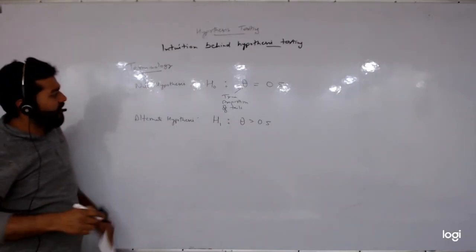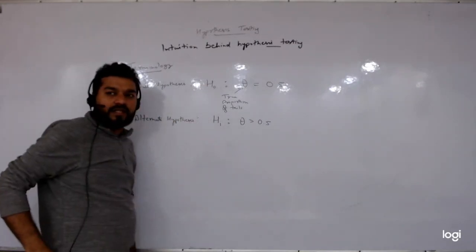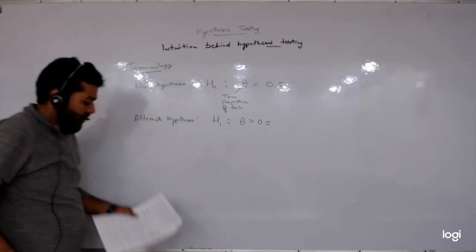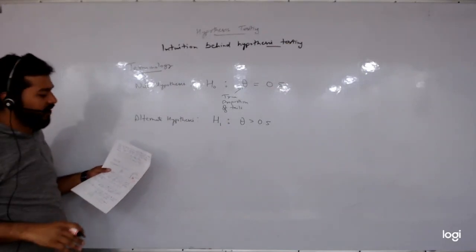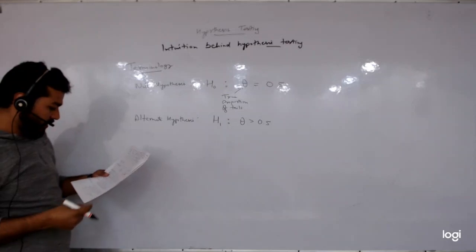So null hypothesis here would be our target. We're going to target this. If this is not true, we're going to assume this is going to be true, and then we're going to target this with data.